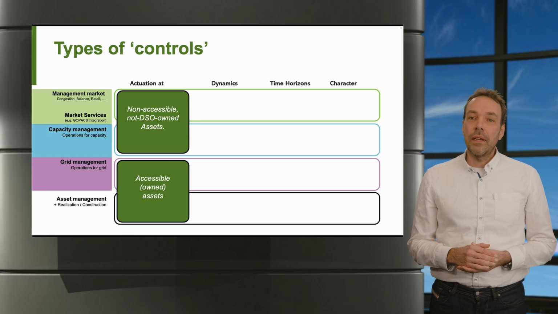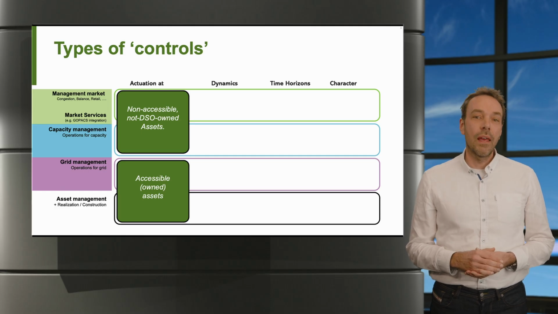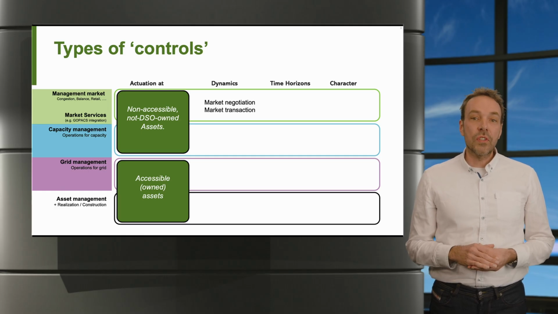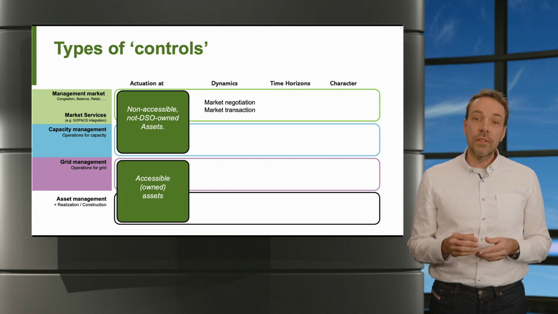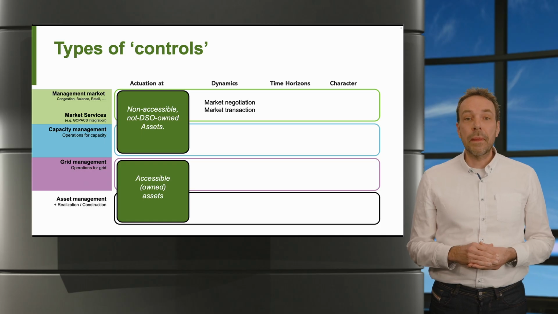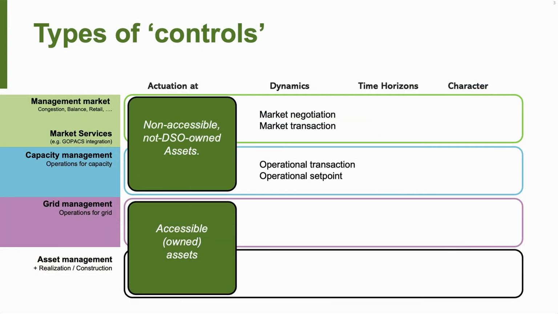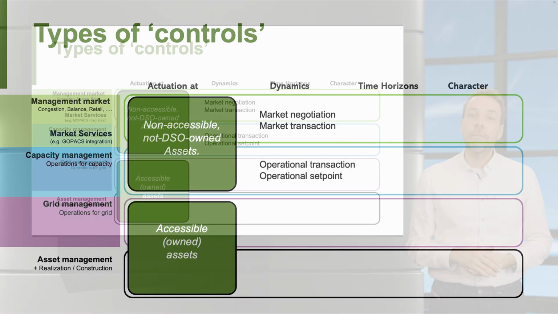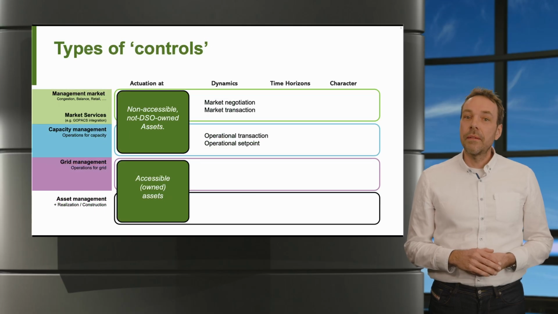Now, let's look at the dynamics of those layers. At the market layer, control starts with a negotiation and results in a transaction. After that, the execution is outside our hands. We simply trust that it happens. At the capacity layer, we send operational requests, for example, curtailment set points. But again, these devices are not owned by us. Once the set point is sent, execution depends on the customer side.